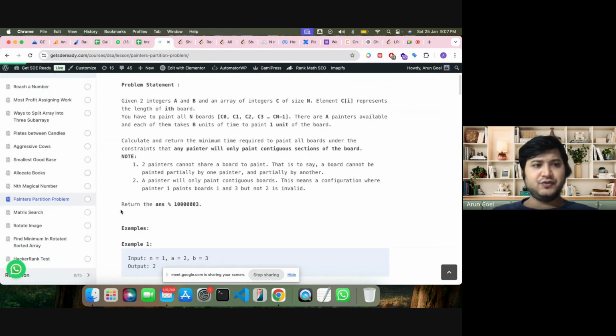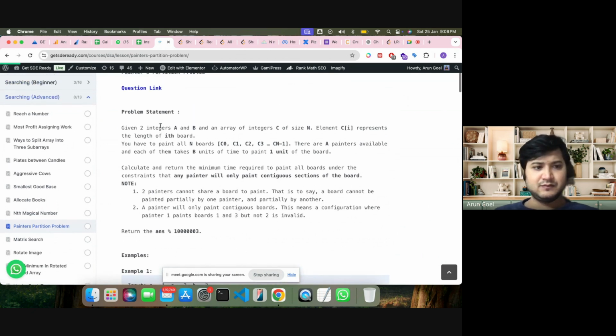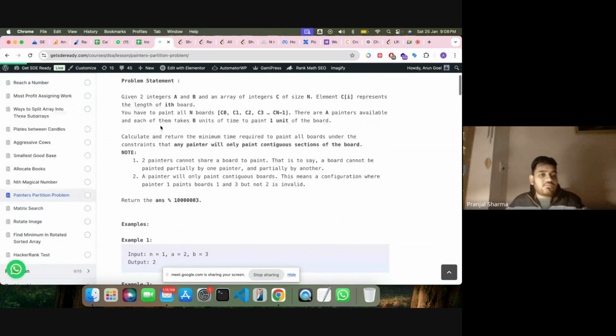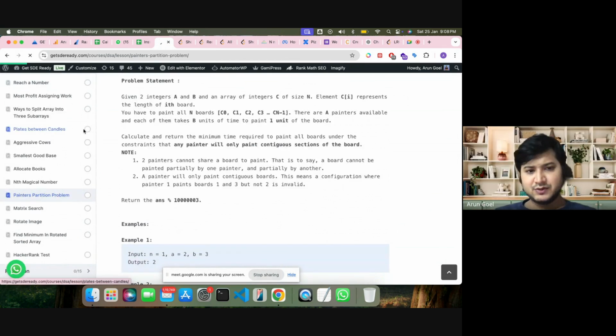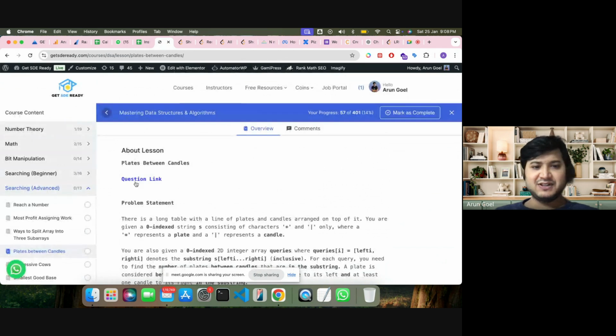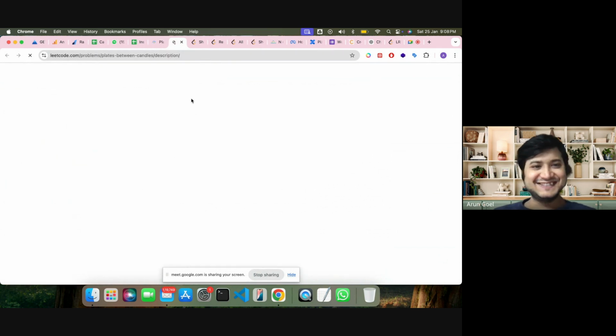Shall we? Which one do you want me to pick? Painter's partition or any other? Plates between candles. Let's pick this one. Plates between candles. Let's do it. Okay.